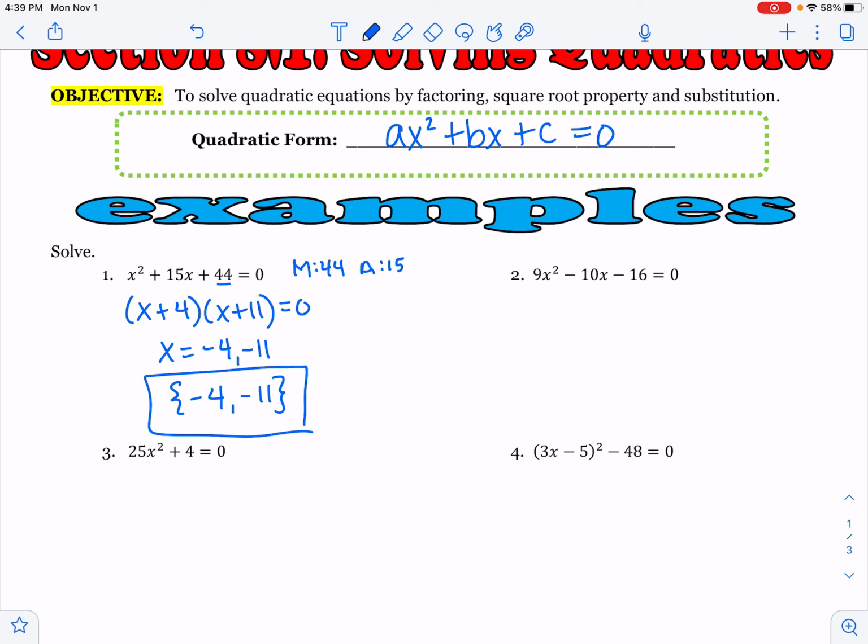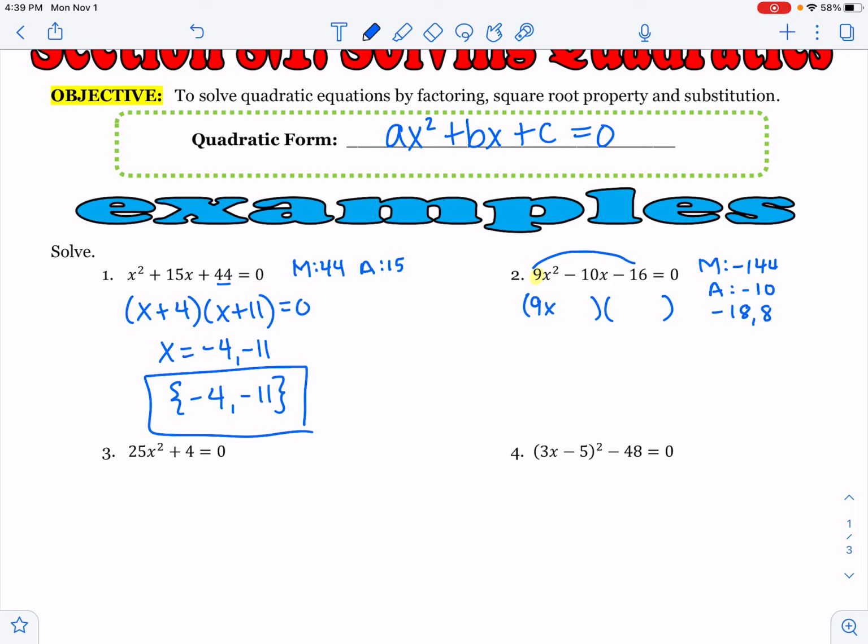The same thing with number 2. I just wanted to give you one where the leading coefficient was not a 1. So two numbers that multiply to negative 144, but add to negative 10. And I'm going to do my weird breaking math, but don't worry, we're going to fix it.